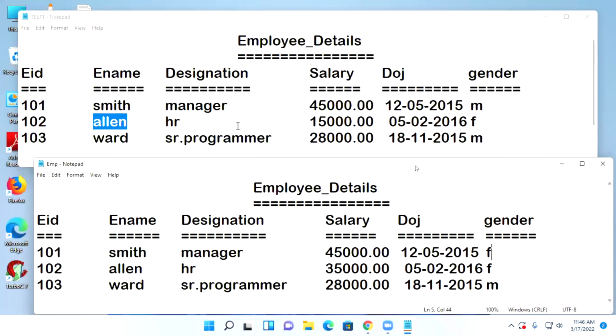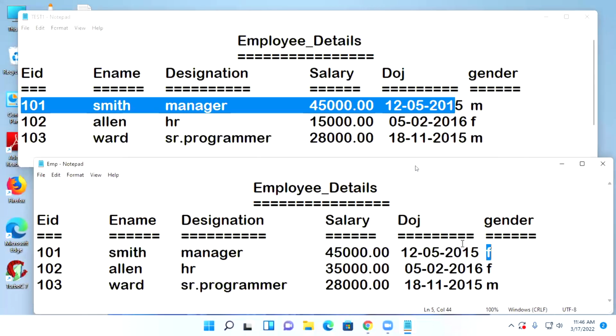Again, confusion. Suppose Smith is male, then the data is showing wrong data here. That is called irregularity of data. Data is not matching; data is mismatching. So this kind of manipulation, people can do without any security. They can change my complete data, whatever they want. Yes or no? Male to female changes, 35,000 to 15,000 changes.